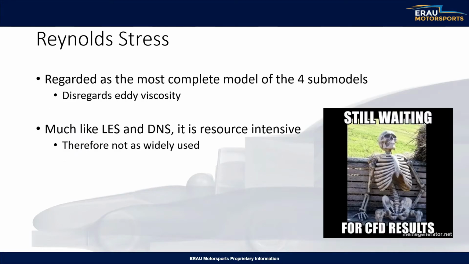Reynolds stress turbulence model is regarded as the most complete model of the four, disregarding the eddy viscosity hypothesis, and uses the exact Reynolds stress transport equation. This is the most accurate of the four. However, much like LES and DNS, it is more demanding when it comes to time and resources. Although still being not that much faster than the two, and so because of this, it's not widely used.